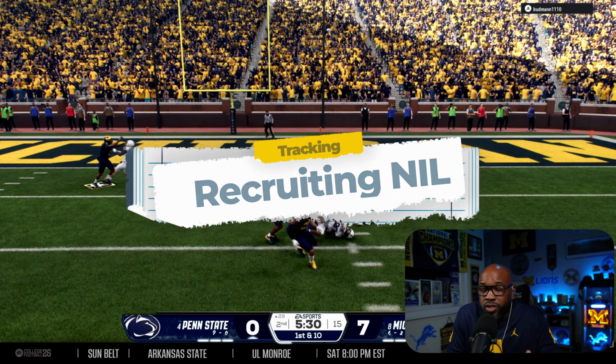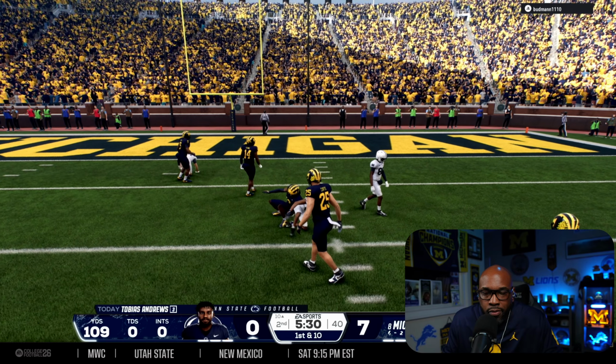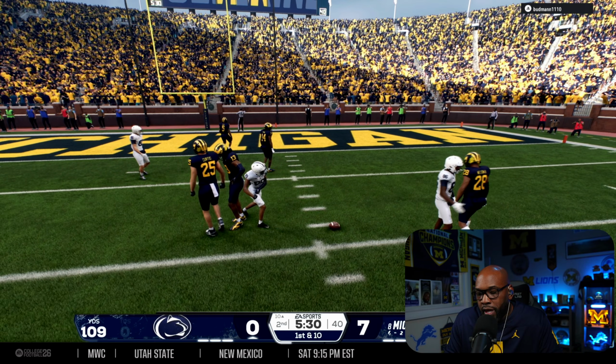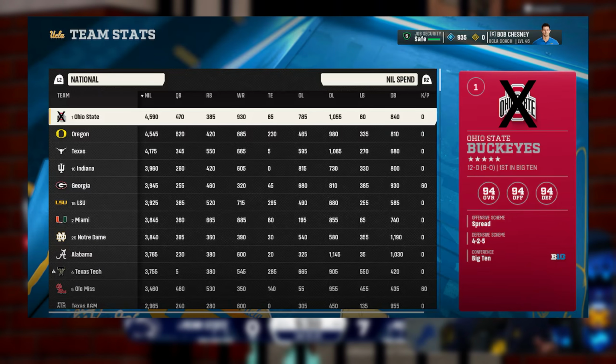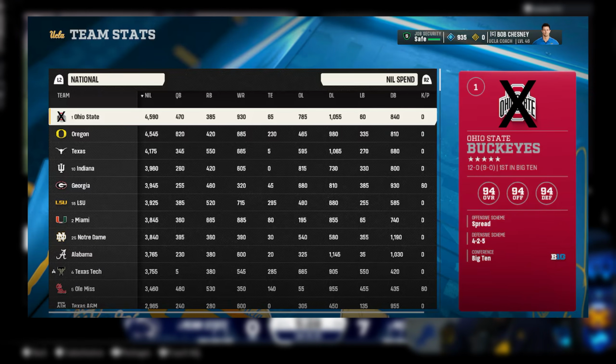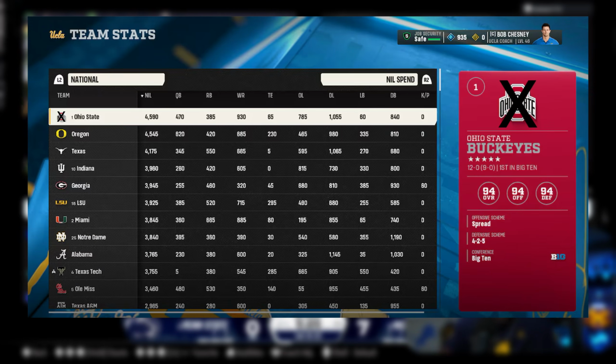By doing so, you can track your recruiting NIL. There's a window you can pop up and bring up, and you'll be able to see a summary of NIL by position groups. So you'll see what all the quarterbacks are getting, halfbacks, wide receivers, D-ends, D-tackles, your corners.